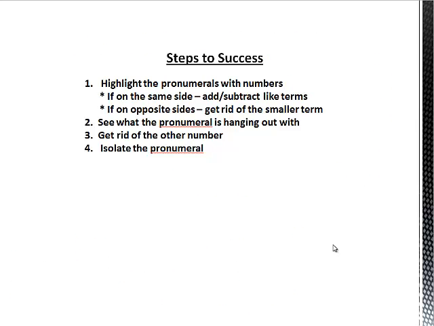Okay, your steps to success. Highlight the pronumerals with numbers. If they're on the same side, add or subtract like terms. If they're on opposite sides, get rid of the smaller term. See what the pronumeral is hanging out with, get rid of the other number, and isolate the pronumeral.